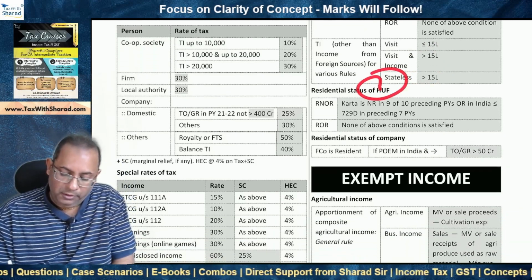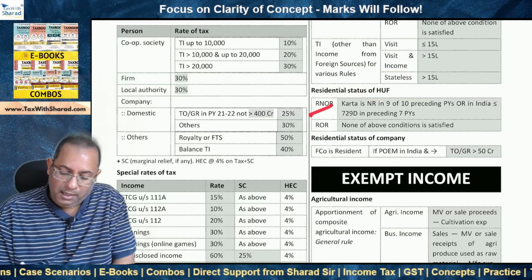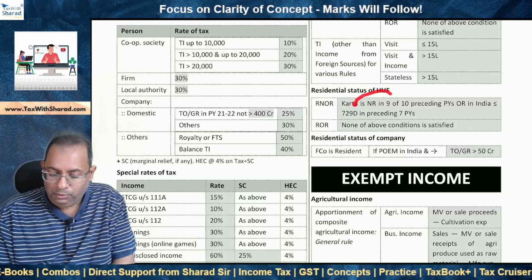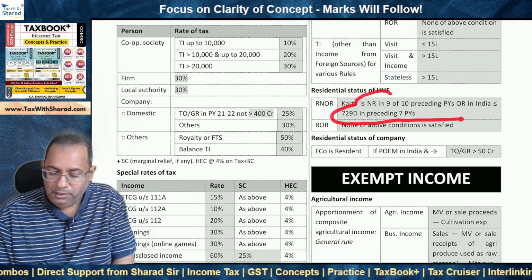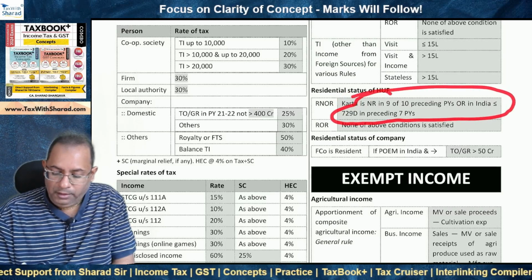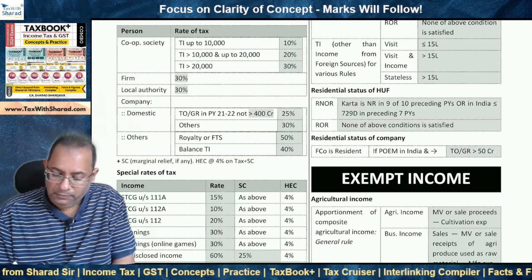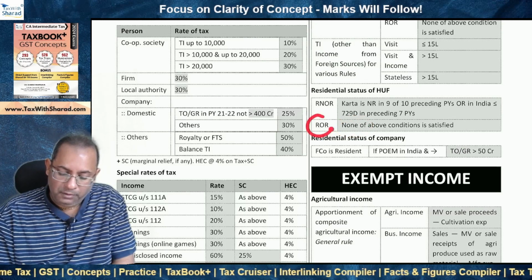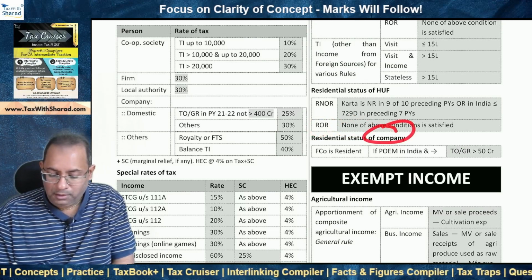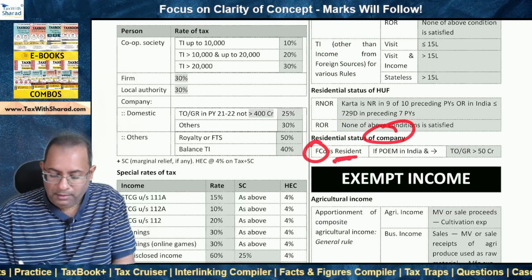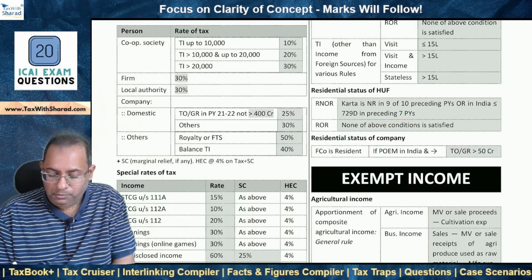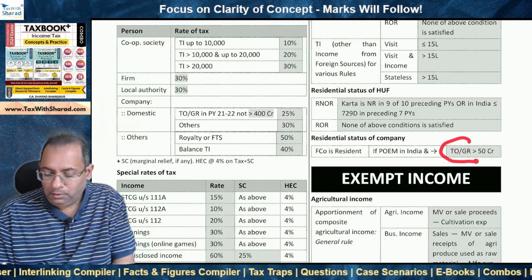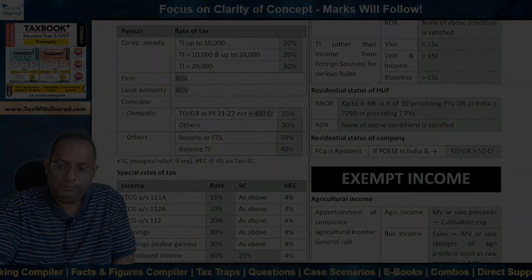Residential status of an HUF. The HUF is RNOR when the Karta of the HUF is non-resident in 9 out of 10 preceding previous years or is in India for 729 days or less in the preceding 7 previous years. And if none of the above conditions is satisfied, the HUF becomes a ROR. Residential status of a company. A foreign company is a resident when its place of effective management is in India and turnover or gross receipts is more than 50 crore.